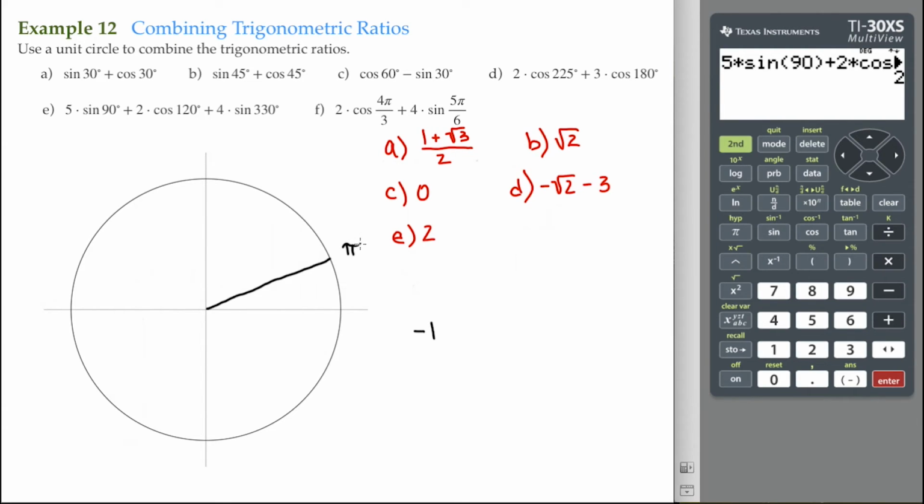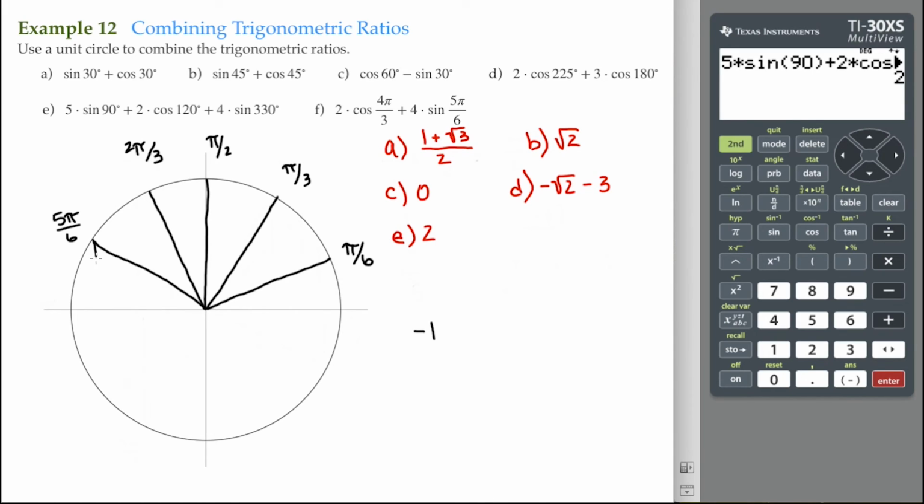Pi over 6, that's 30 degrees. 2 pi over 6, or in other words, pi over 3, that's 60 degrees. 3 pi over 6, that's pi over 2. It's 90 degrees. 4 pi over 6, or in other words, 2 pi over 3, it's 120 degrees. 5 pi over 6, that's 150 degrees.